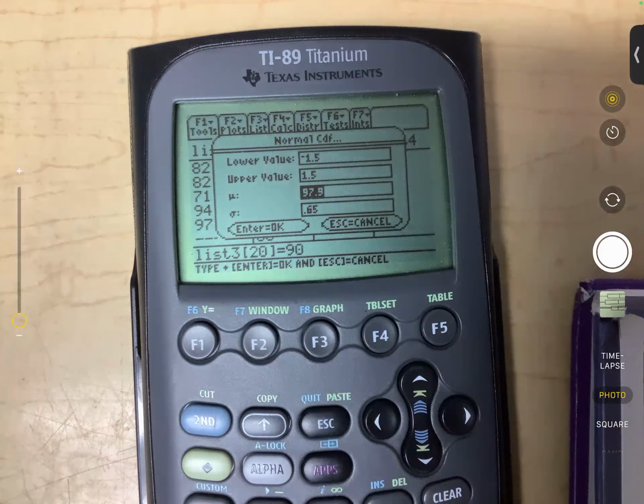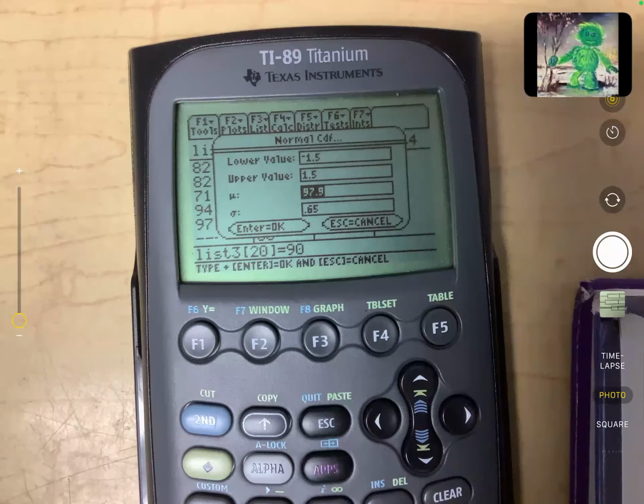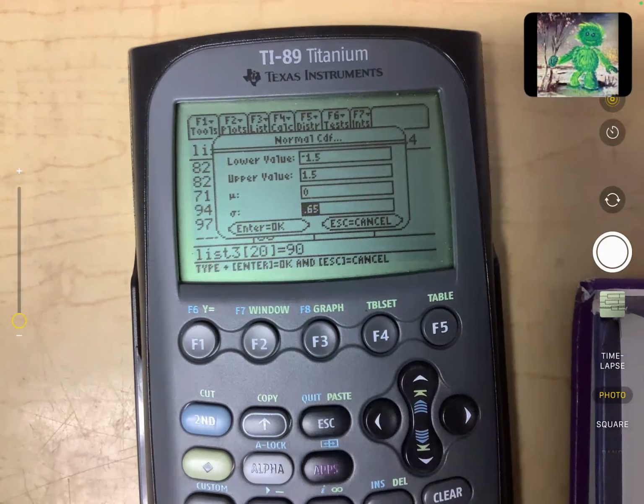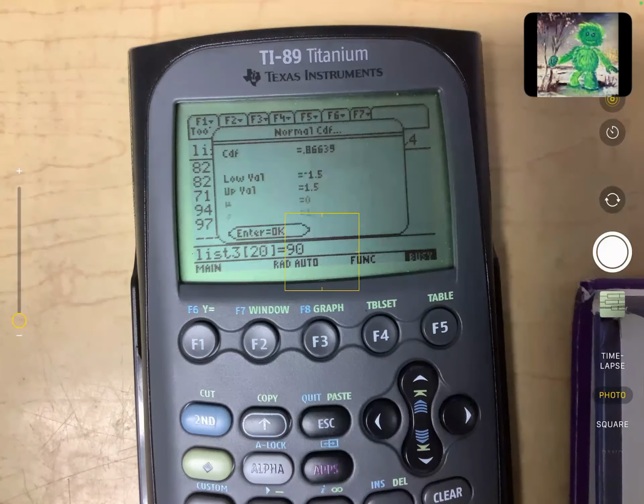Whoop, technical difficulty there for a second. Go back. As I was saying, when you do that, that means you're putting in a 0 for the mean and a 1 for the standard deviation. I'm just going to repeat that because it is pretty important and will come up. If we put in z-score boundaries instead of raw data, we always use 0 for the mean and 1 for the standard deviation. And hit enter a couple times. There it is.